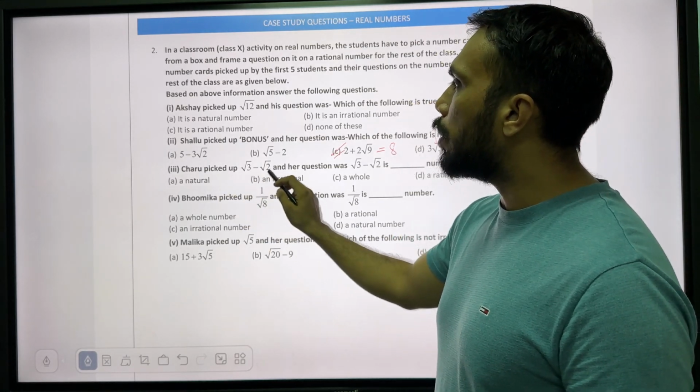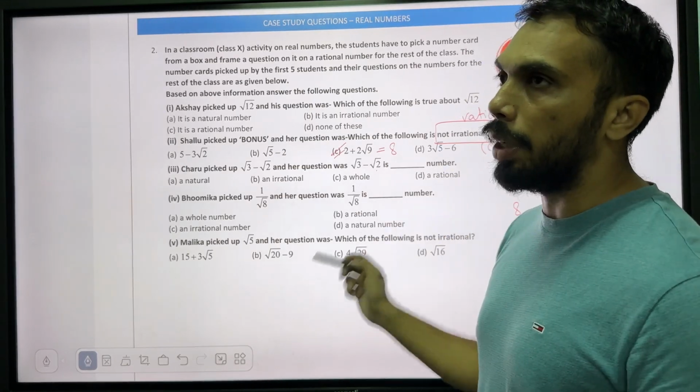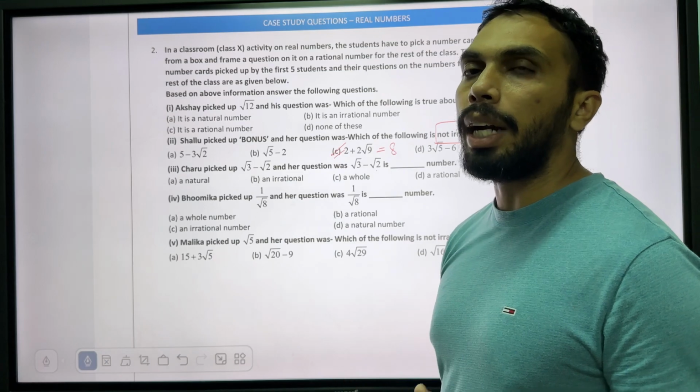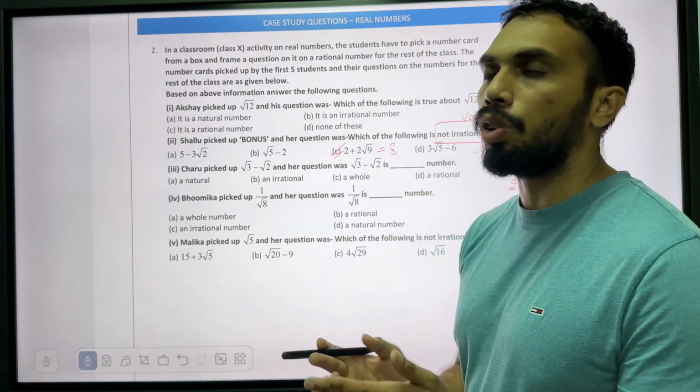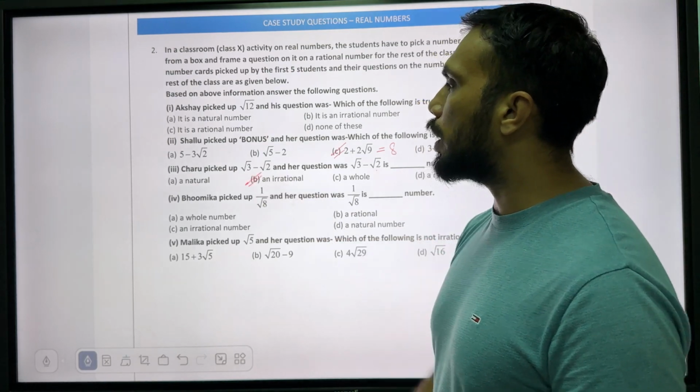Charu picked up root 3 minus root 2 and her question was, root 3 minus root 2 is what kind of number? Root 3 is an irrational number, root 2 is also an irrational number, and the difference of 2 different irrational numbers is always irrational. Okay, they can't be further simplified, so directly you can say that it is an irrational number.